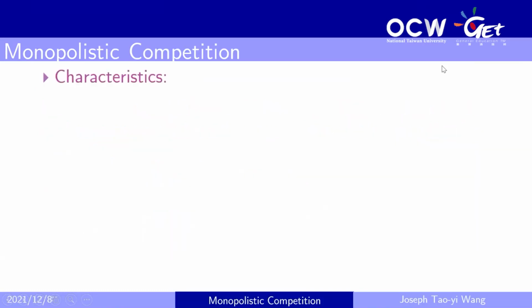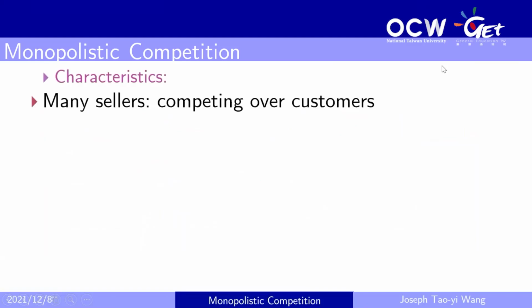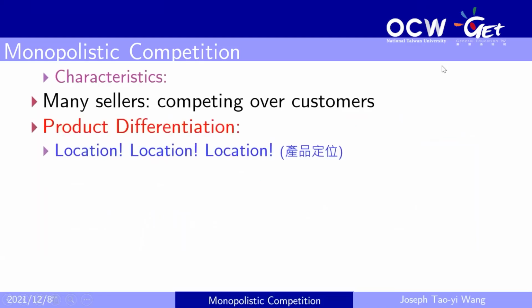So the other example is monopolistic competition. Here the key thing is that you have many sellers. So in this sense, it's like perfect competition. But instead of selling identical products, you are selling similar but not identical products. So you have what we call product differentiation. Because of this, location is very important. How you locate your product is very important.